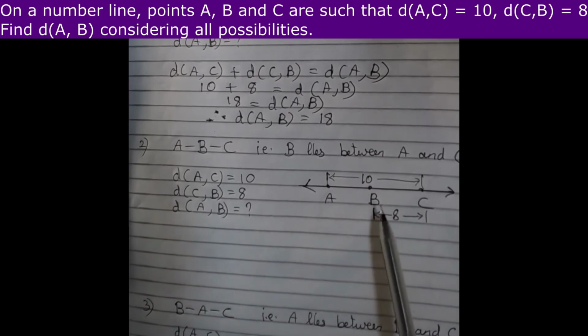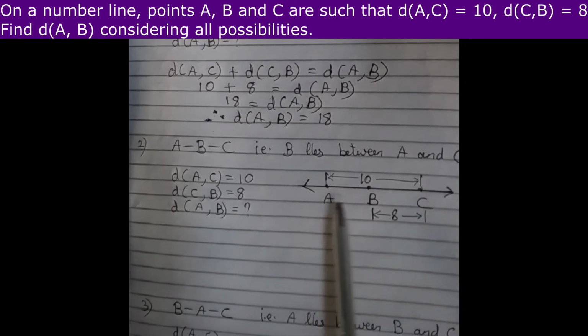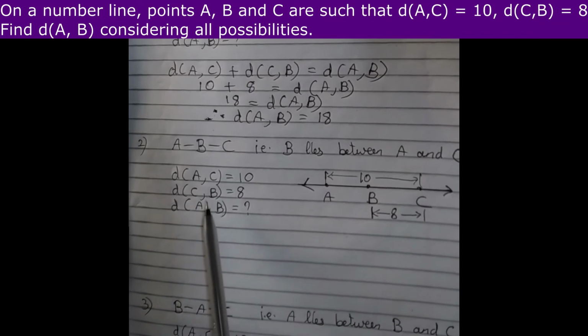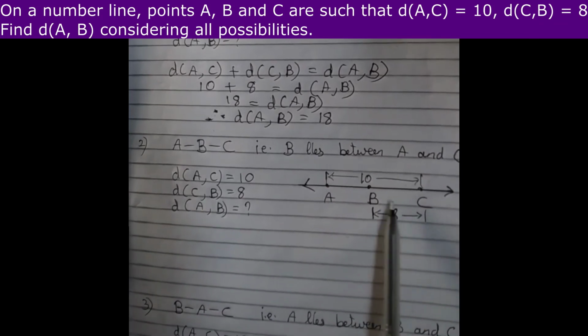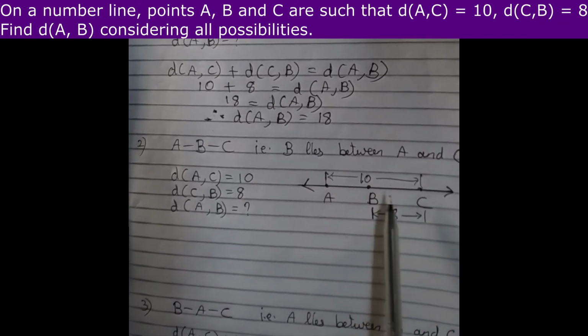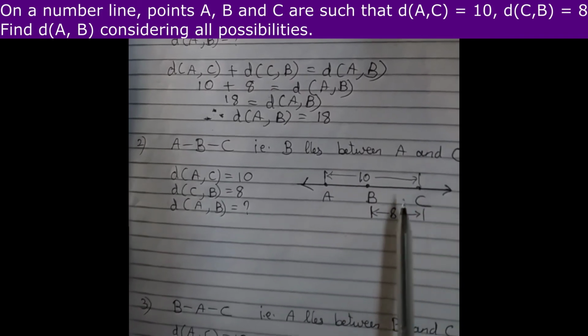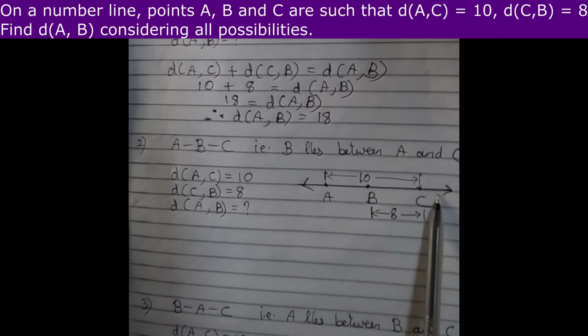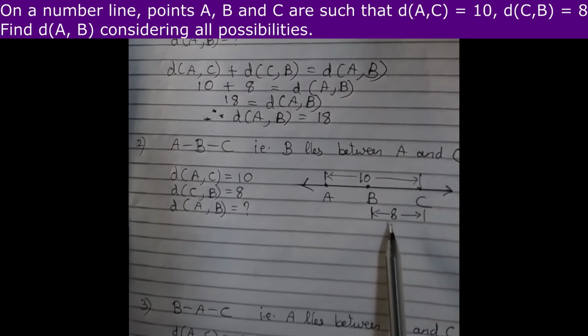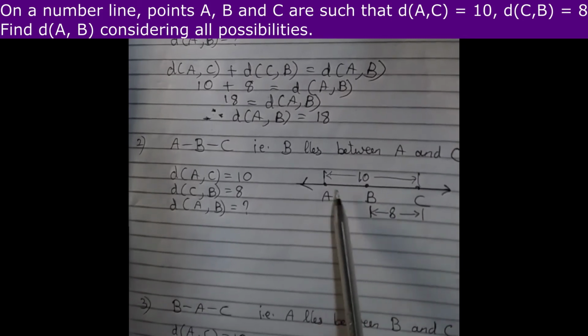Now distance AC is how much? The full distance AC is 10. Distance CB and BC are one and the same. That is how much? 8. Now we have to find the distance AB.